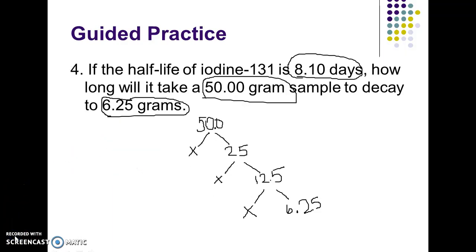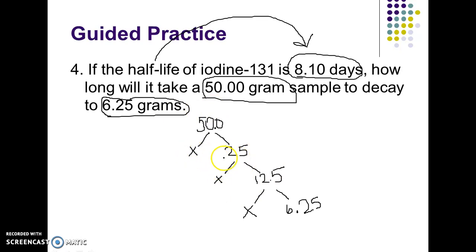Alright, this is the last question that we're going to do together. I went ahead and set it up because I'm running short on time. I've circled my important numbers. This one's a little bit different because now this is telling me that the half-life is 8.10 days. I had 500 grams to start with and now I have 6.25 grams. So I've already built my tree and now I'm looking for a total time.